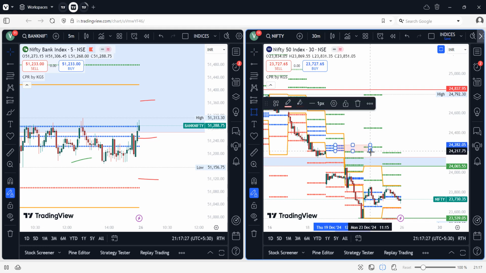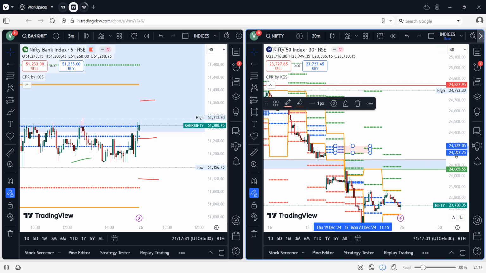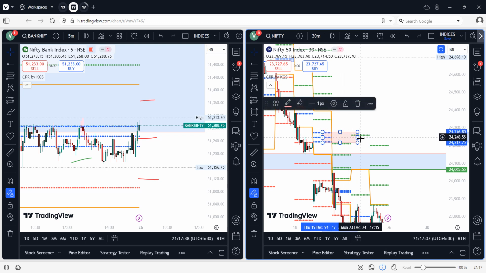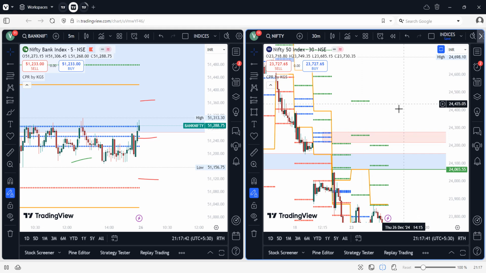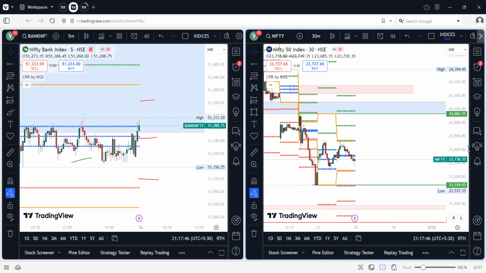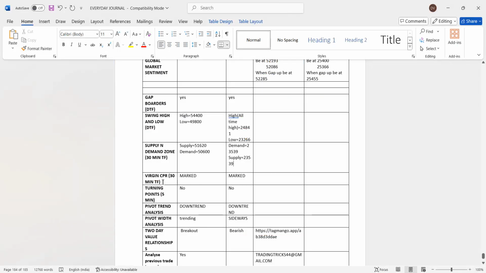Because I have some experience, I could analyze these things in the live market. Even though the charts look a little bit clumsy, I am comfortable with what I am doing. You have to know what you are doing in the markets. Like this you have to do the virgin CPR. So what I have to do, I have to write this marked.